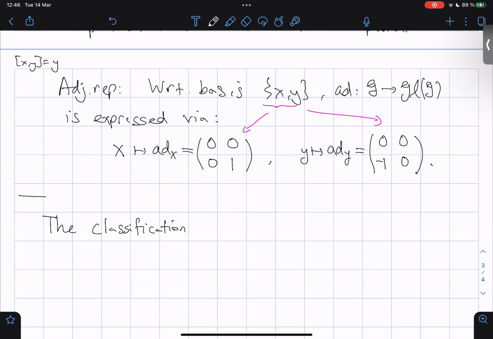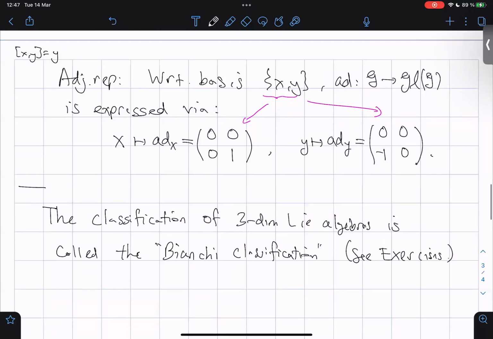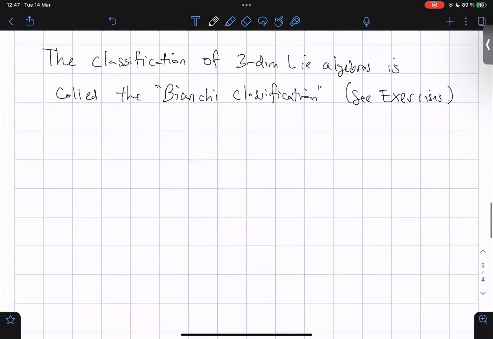I'll just mention the classification of three-dimensional Lie algebras here. This is the so-called Bianchi classification. Let's see the exercises. I'll let you work through some of those details and see how many of these items in the list arise. But I want to focus on one very important three-dimensional Lie algebra.